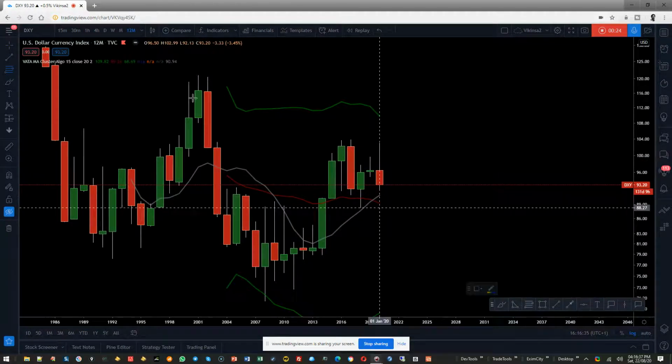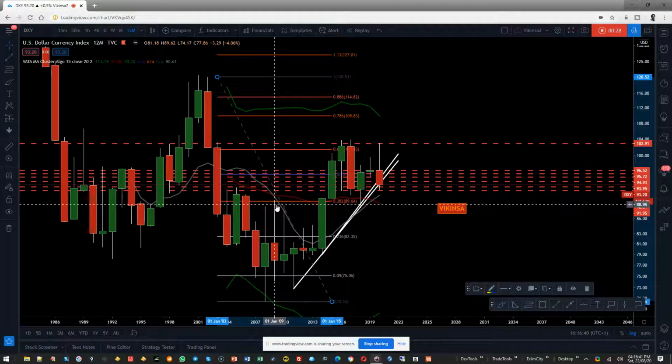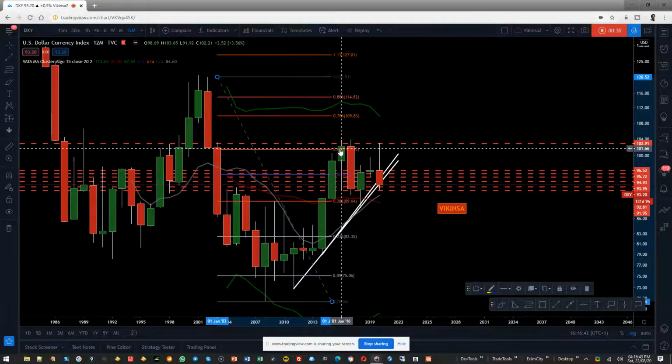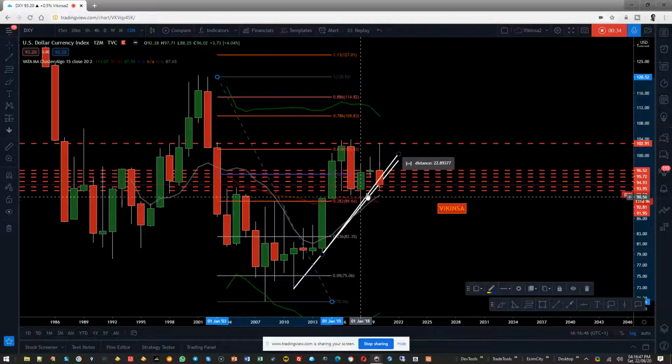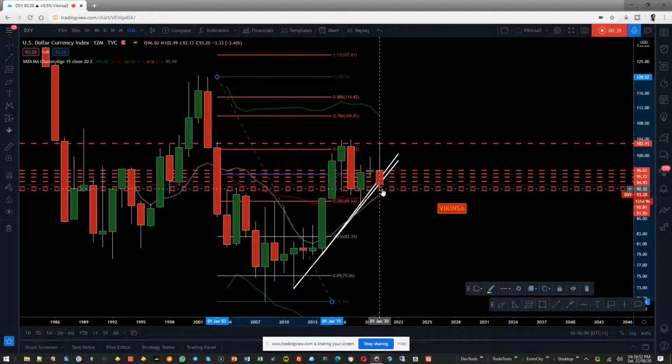So I'm going to draw a fib right here on this, and then you can see that it came to 38.6, then it went to 61.8, and then started to fall down. It went back up to 61.8, which is right there, and then started to fall back down again.